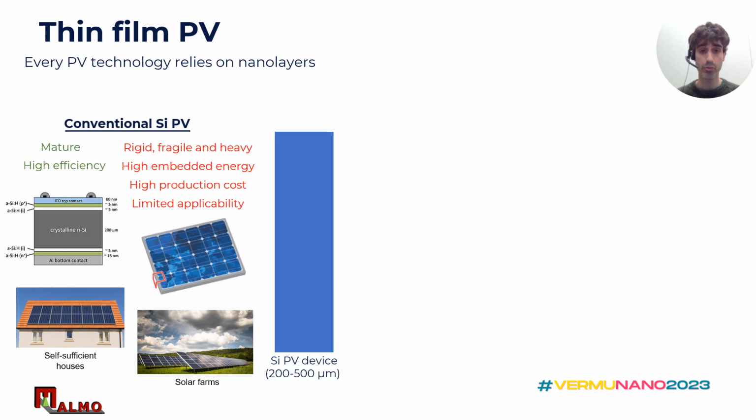Every PV technology relies on nanolayers. Even conventional silicon photovoltaics, you can see here the typical architecture. You can see that it uses some layers which are as thin as 5 nanometers. However, in general, the devices are around 200 to 500 micrometers. This makes the devices rigid, fragile, and heavy, which limits their application to typical applications like self-sufficient houses or solar farms. And it also has a high embedded energy for their production and a high production cost.